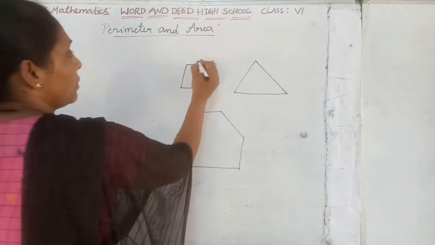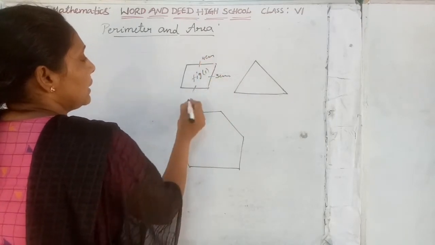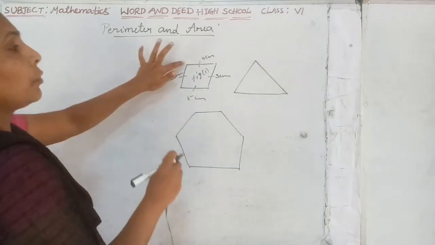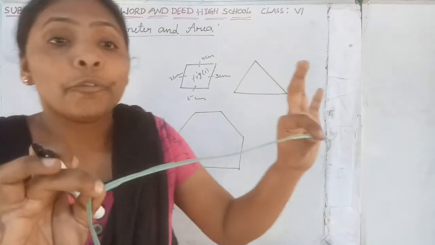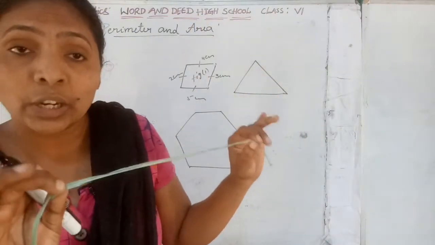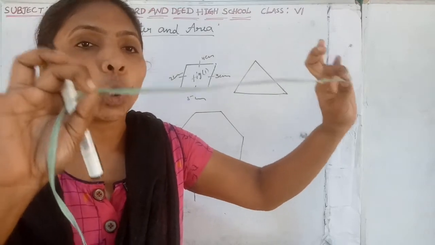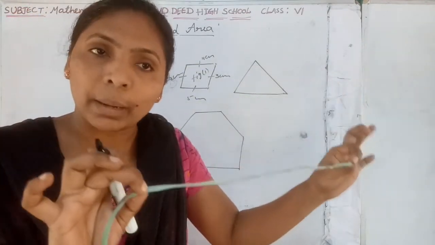Suppose this is 4 centimeters, this is 3 centimeters, this is 5 centimeters, and this is 2 centimeters. With this thread, we have measured now, children. So, the length of the total rope, that means here to here, is the perimeter.